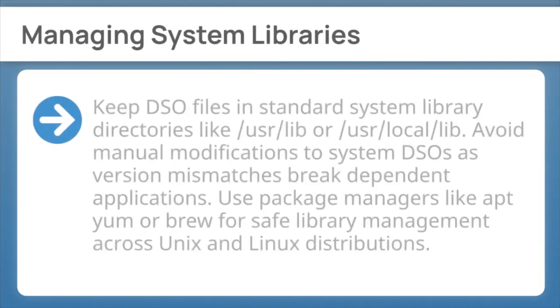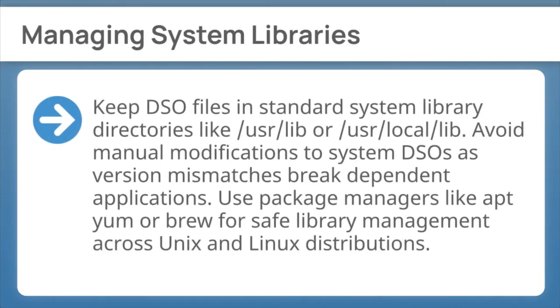Finally, managing system libraries. Keep DSO files in standard system library directories, like /usr/lib or /usr/local/lib. Avoid manual modifications to system DSOs as version mismatches break dependent applications. Use package managers like apt, yum, or brew for safe library management across Unix and Linux distributions.